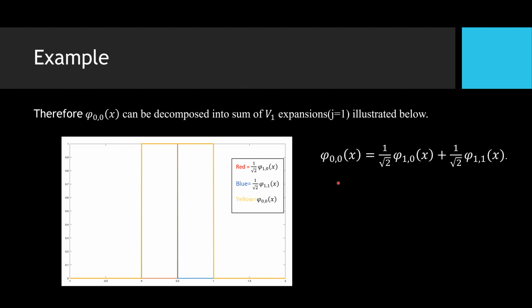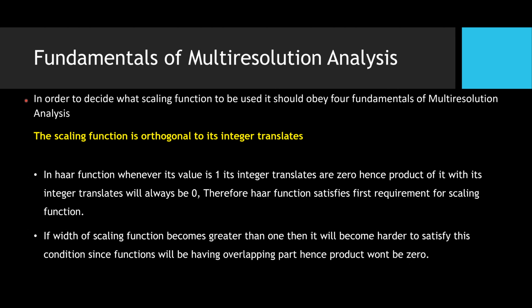So what we have done here is we have represented an expansion function belonging to V0 in terms of expansion functions belonging to V1. So it means that psi of 0 comma 0 can be decomposed into a sum of V1 expansions. In order to decide what scaling functions to be used, it should obey four fundamentals of multi-resolution analysis.